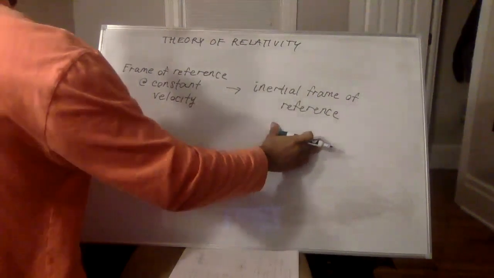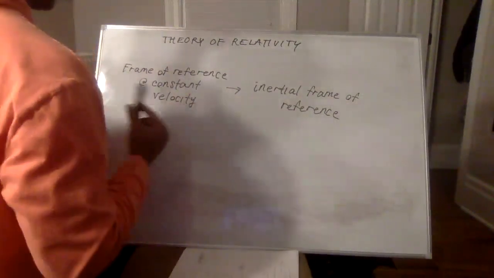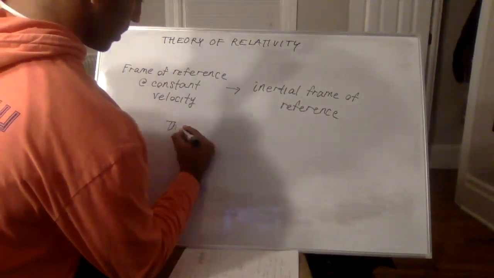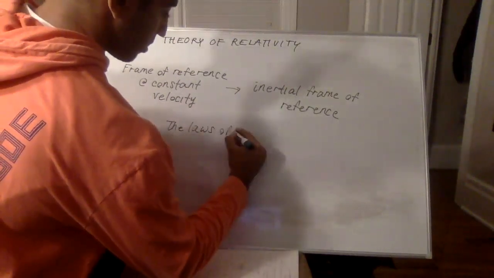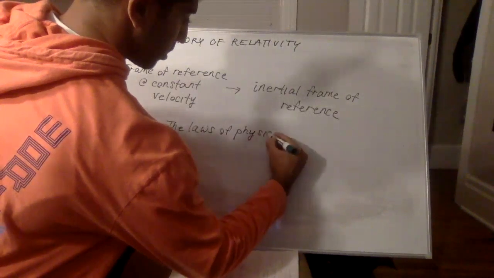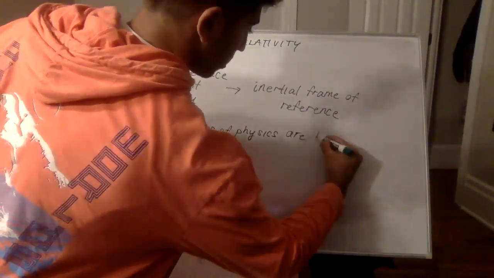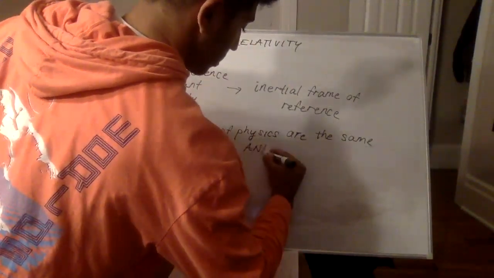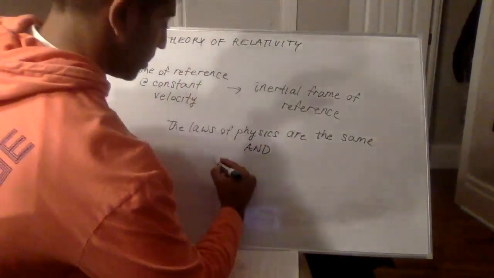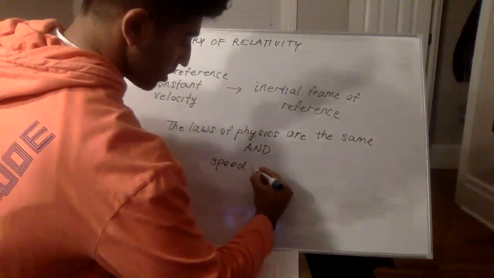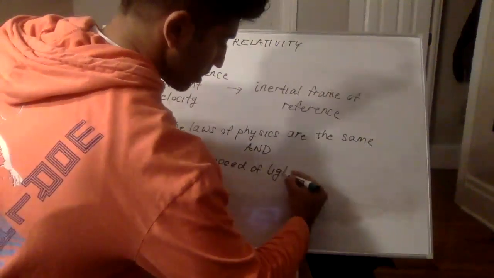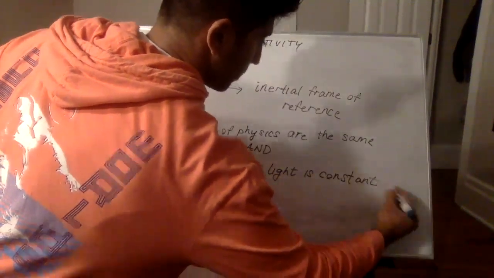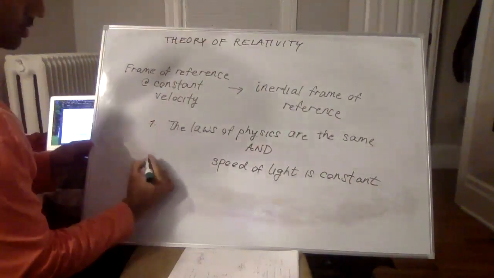So what's so special about an inertial frame of reference? In all inertial frames of reference, the laws of physics are all the same, I'll explain what that means in a second, and the speed of light is the same, or constant. We can call these statement one and statement two.